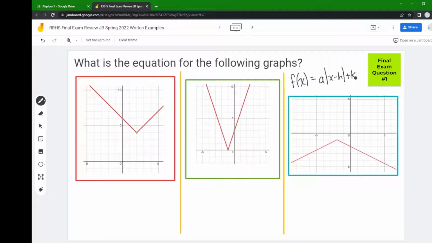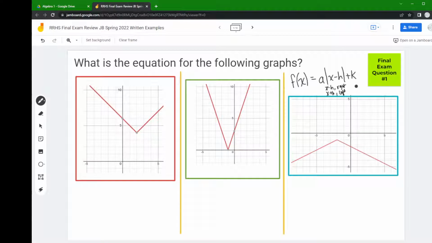So remember, a is describing any stretches, compressions, or reflections. With absolute values, I think of it as the slope of the right-hand side. Your h is a horizontal translation, so how much to the left or to the right it's been shifted. All right. x minus h slides the graph to the right, and x plus h translates the graph to the left.